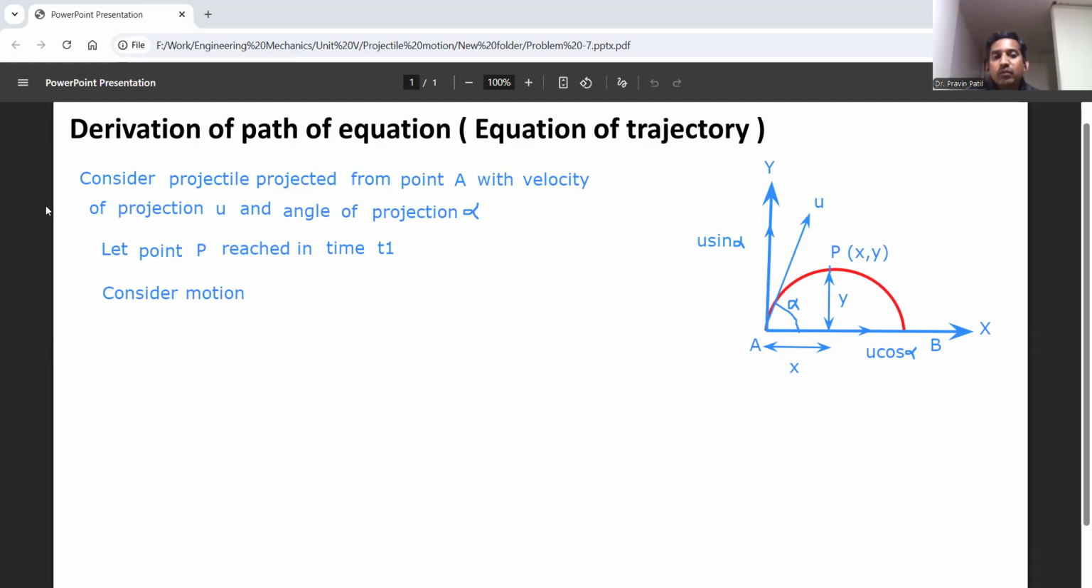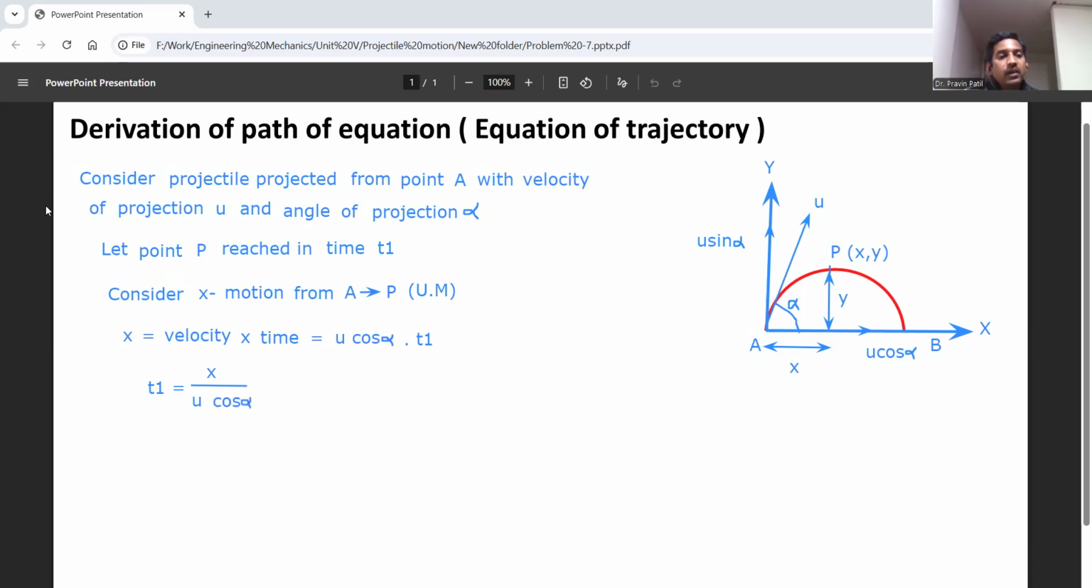Consider the motion from A to P. Just consider the x motion from A to P. So x is equal to velocity into time. The velocity in the x direction is u cos alpha, into time t1. So t1 is equal to x divided by u cos alpha.